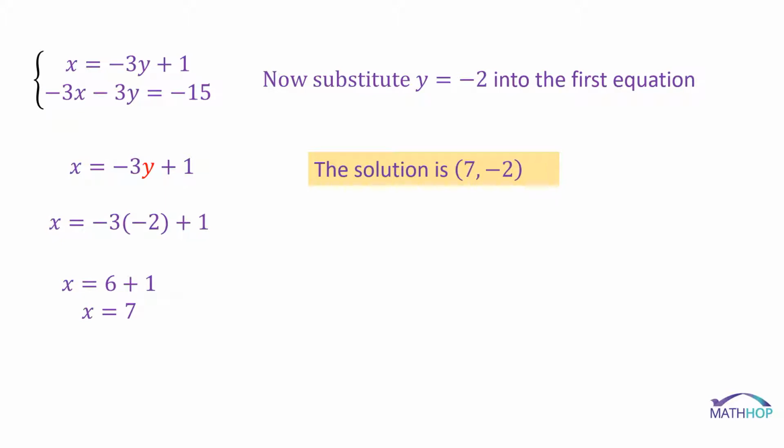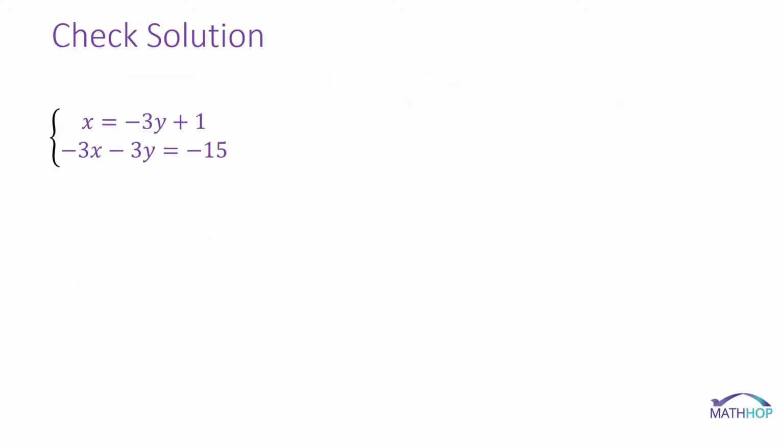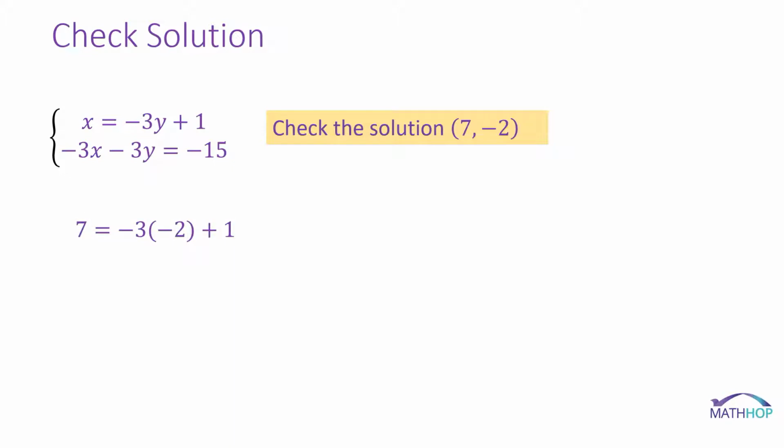Are we done? Not really. I mean, technically we're done, but we really have to check our solution. So we're going to check the solution (7, negative 2) by plugging 7 in for x and negative 2 in for y. Let's look at that first equation. x equals, so 7 equals negative 3y, so negative 3 times negative 2 plus 1. We keep going. Negative 3 times negative 2 is positive 6. 7 equals 6 plus 1, 7 equals 7. Perfect.